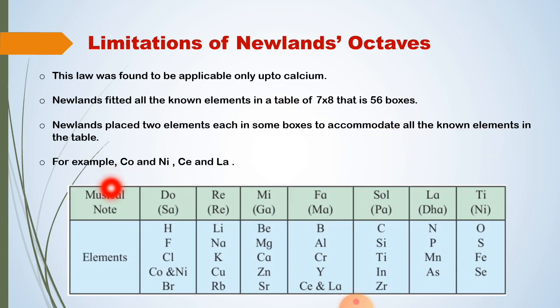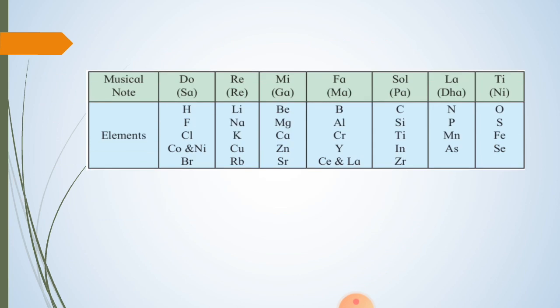Newlands placed 2 elements each in some boxes to accommodate all the known elements in the table. For example, here you can see Co and Ni in the second last period. These are 2 elements which are in the same box. And in the last period you can see Ce and La, these are also 2 elements, but they are not placed separately. They are placed together in one box only. So that is the limitation.